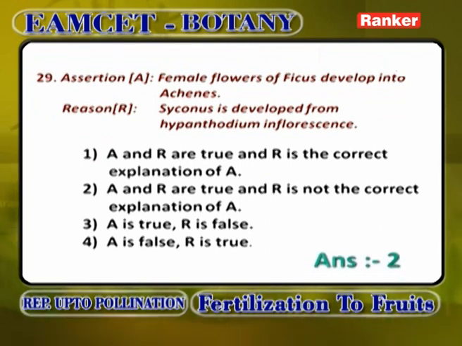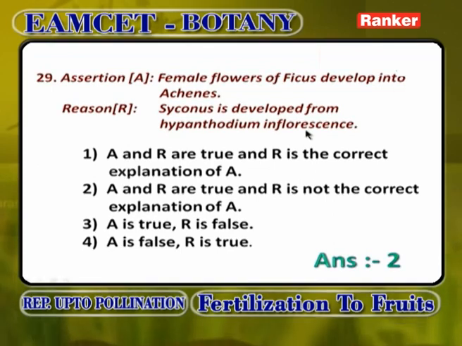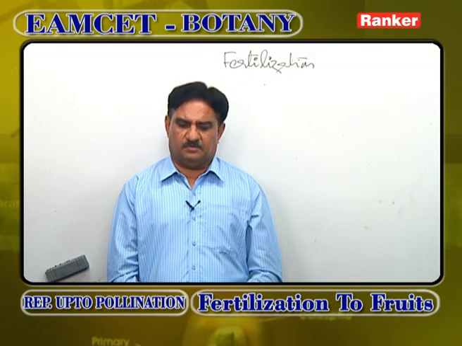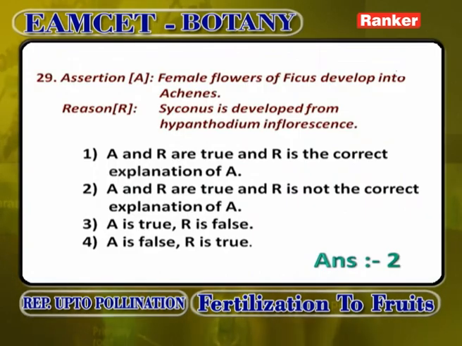Assertion: fertile female flowers of Ficus develop into achenes. Syconus is developed from Hypanthodium inflorescence. Syconus coming from Hypanthodium inflorescence is correct. Female flowers of Ficus develop into achenes is correct. But Syconus is not developed because female flowers produce achenes. So the answer is the second one. A and R are correct, but R is not the correct explanation of A.